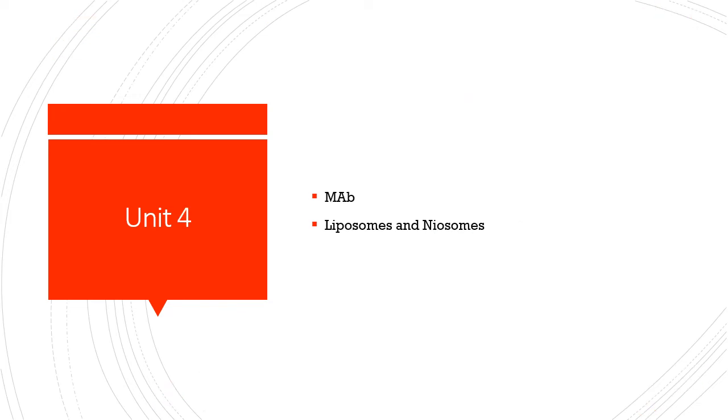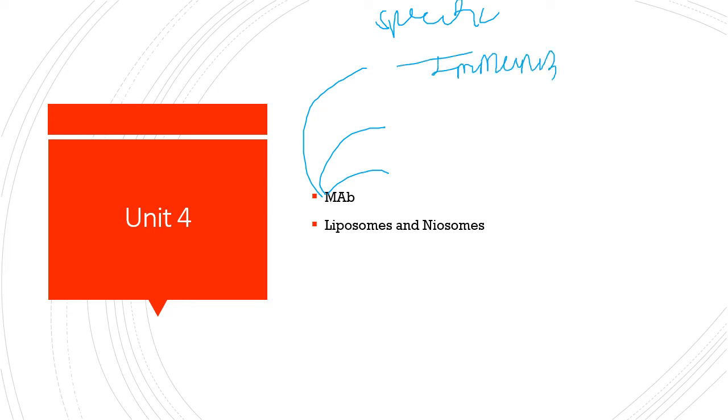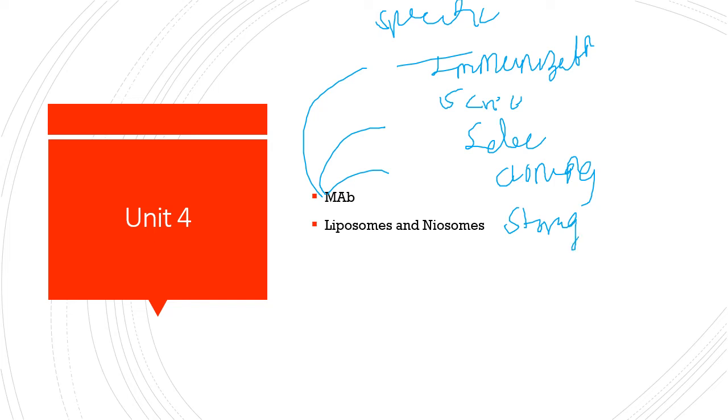In unit number 4, you have monoclonal antibodies, which have a specific epitope. There are a few steps that you have to remember in monoclonal antibodies. First is immunization. Second is screening. Third is selection. Fourth is cloning and propagation. Fifth is storage and preservation. Sixth is characterization. These are the steps.